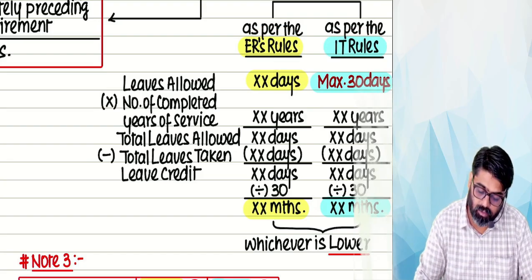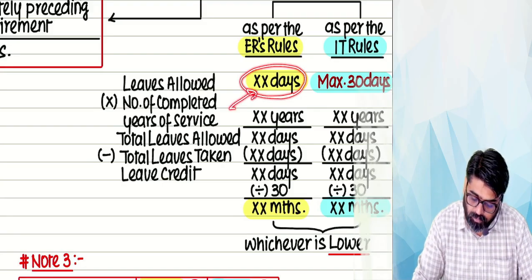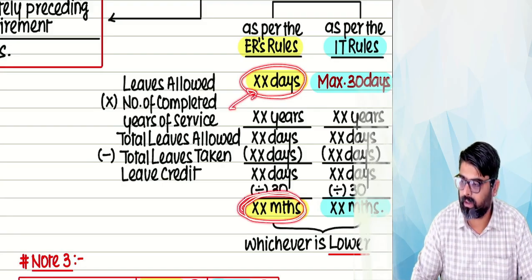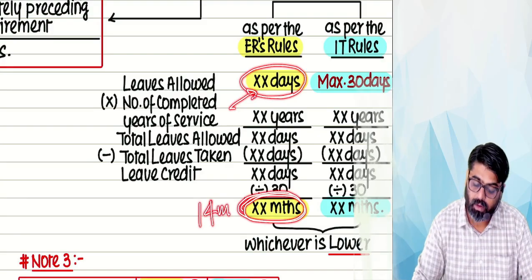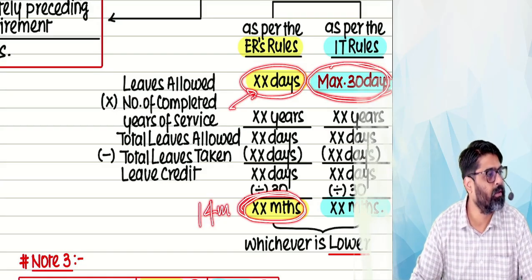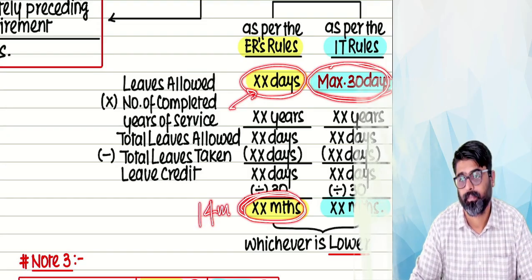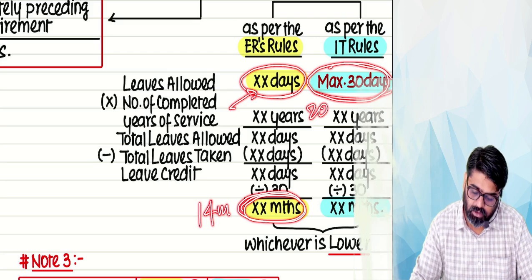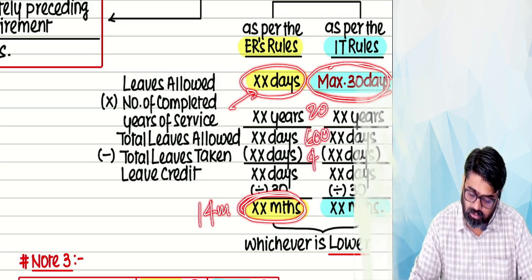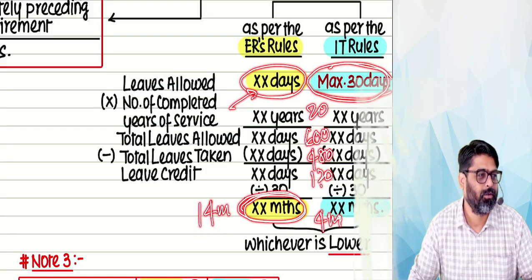So tell me, the employer was giving 45. Based on 45 days of the employer, how many months of leave credit did you calculate? 14 months. Now make the same calculation based on 30 days, because the maximum leave allowed by the IT rules cannot be more than that. So 30 into how many years? 20. It will be 600 minus 480. You will get 120 divided by 30. According to the IT rules, the leave credit should be 4 months only.